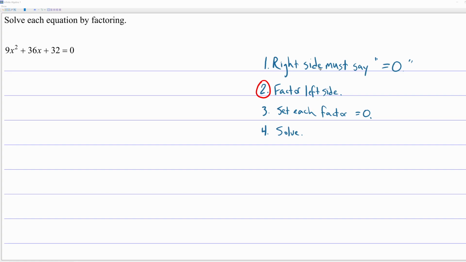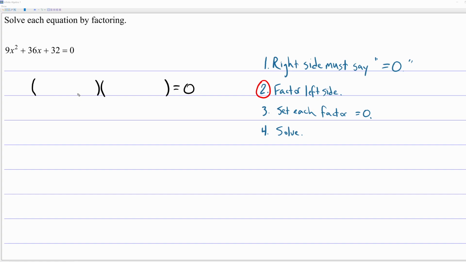So, step number 1, the right-hand side must say equals 0. Well, that's already done. This equation already says equals 0. Step 2 is to factor the left-hand side. Now, I actually skipped over something that you should always think about. You want to look at the terms and see if there's a common factor. Well, there's not. There's no number that will go into 9, 36, and 32. The next example, we'll see what to do when that happens.